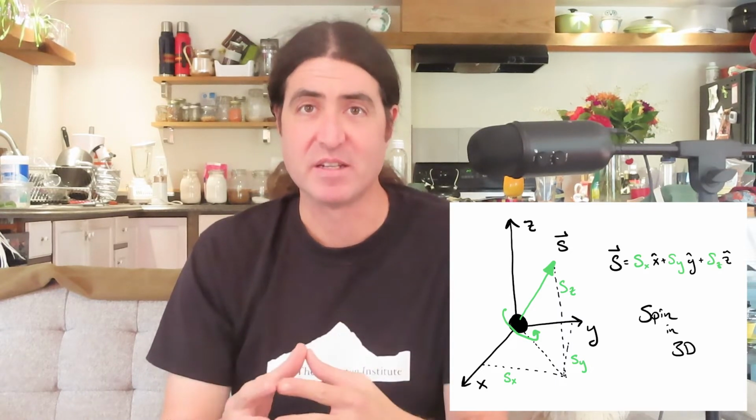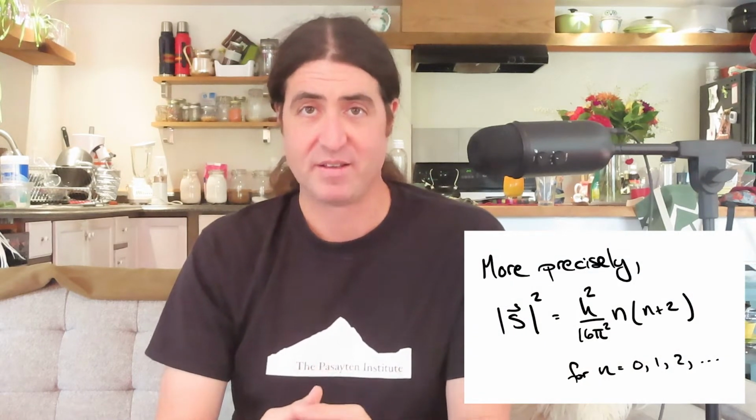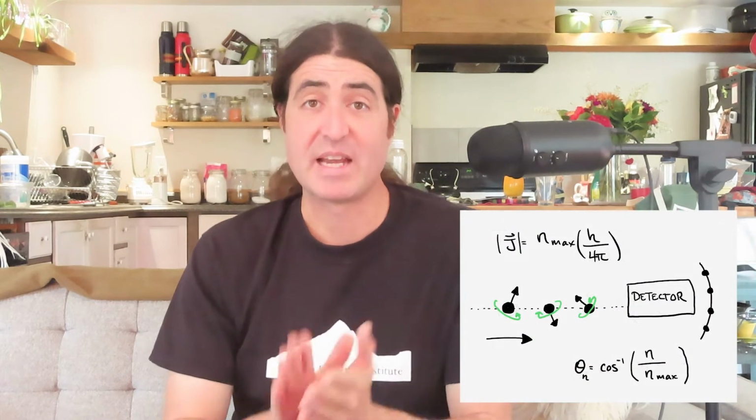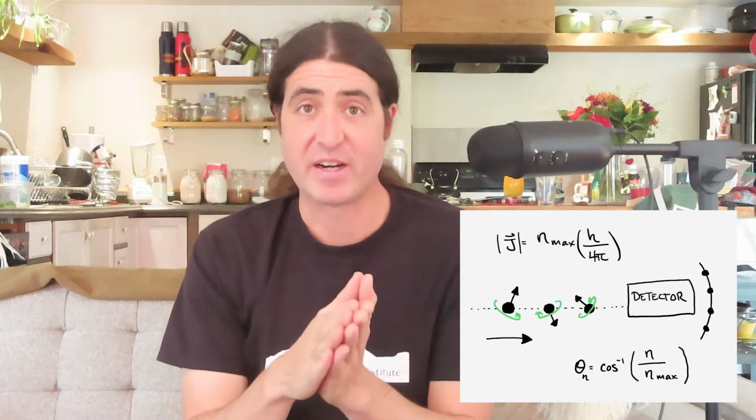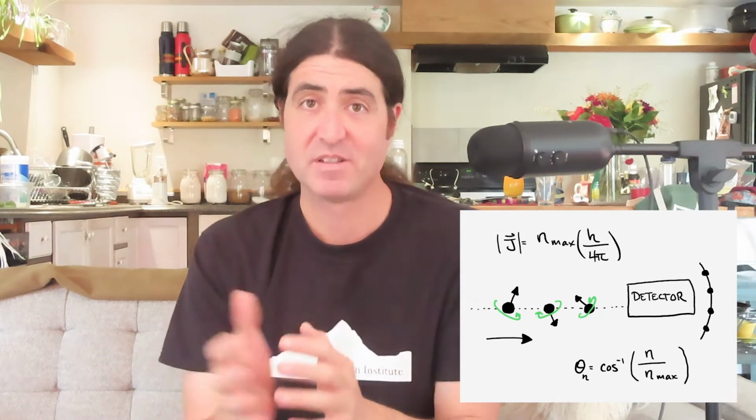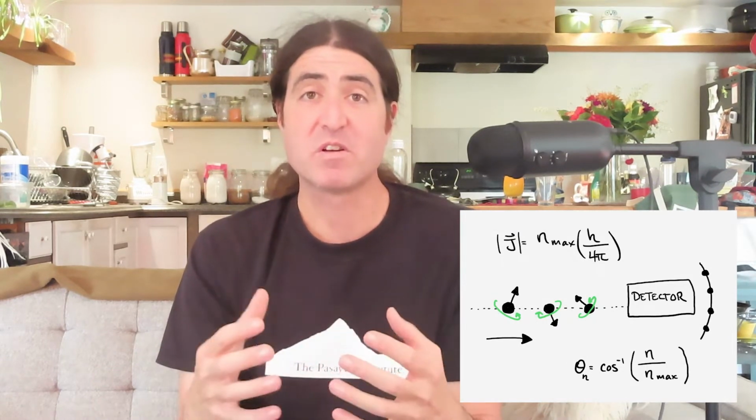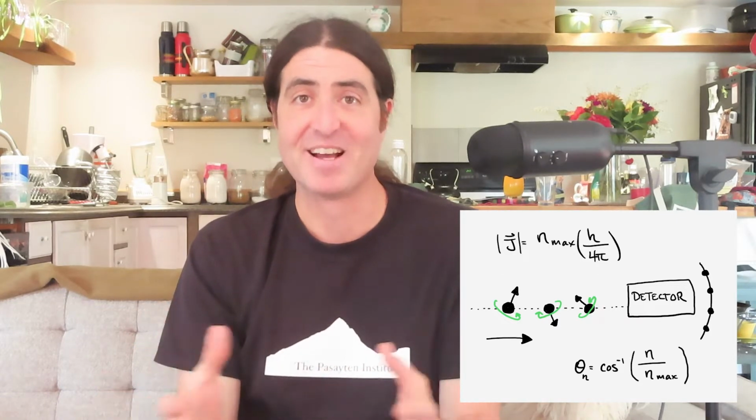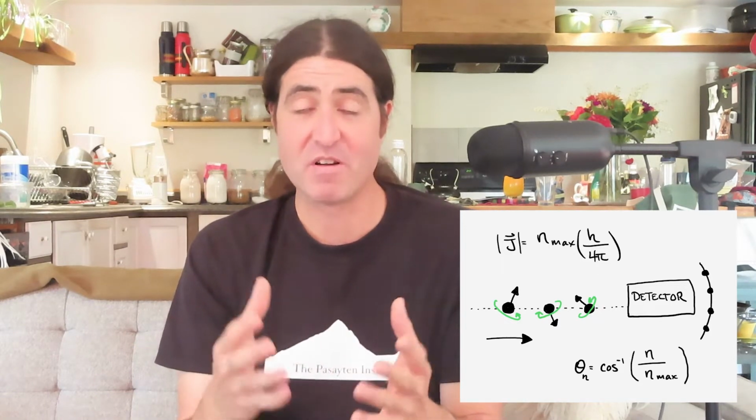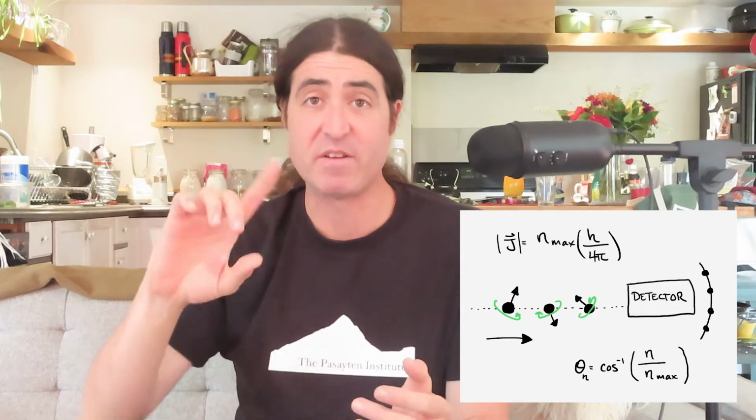Now, these three vector components are not all independent, in the sense that quantum mechanics tells us that the magnitude of the vector is fixed. They are integral units of h over 4 pi. Quantum mechanics also tells us that any attempt to measure that vector, or even just a component of that vector, will result in a finite resolution, an integral number of possible angles from which that vector is pointing.